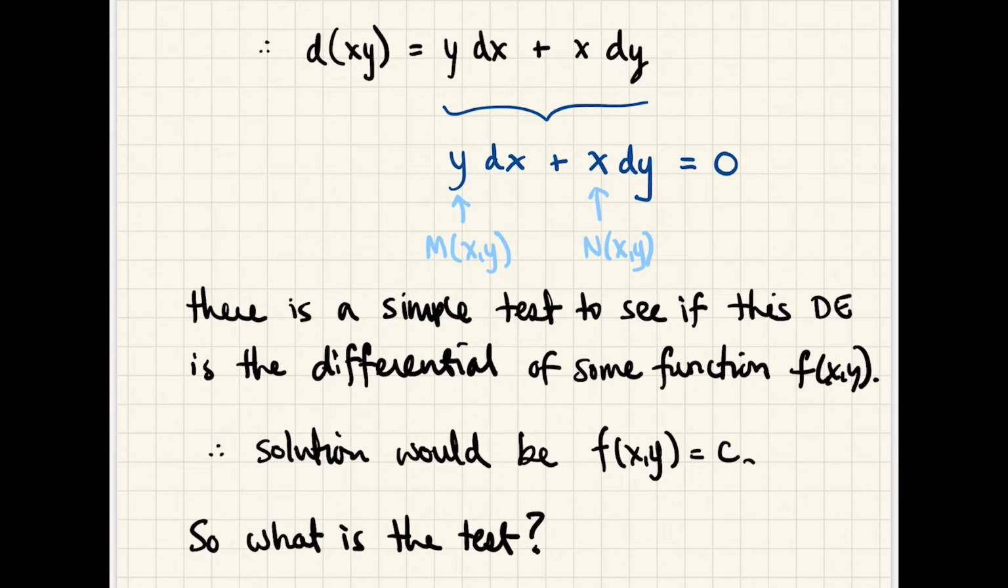Well, the test is merely to see if the partial of M with respect to y is equal to the partial of N with respect to x. Because that's like comparing the two mixed partials. And if they are equal to each other, then yes, that means that this differential equation must be the differential of some function. And we can construct that function using integration. In that case, we would consider this differential equation to be exact. If the answer is no, meaning the partial of M with respect to y is not equal to the partial of N with respect to x, then sadly this is not exact, and, well, we have to try something else to solve this differential equation.